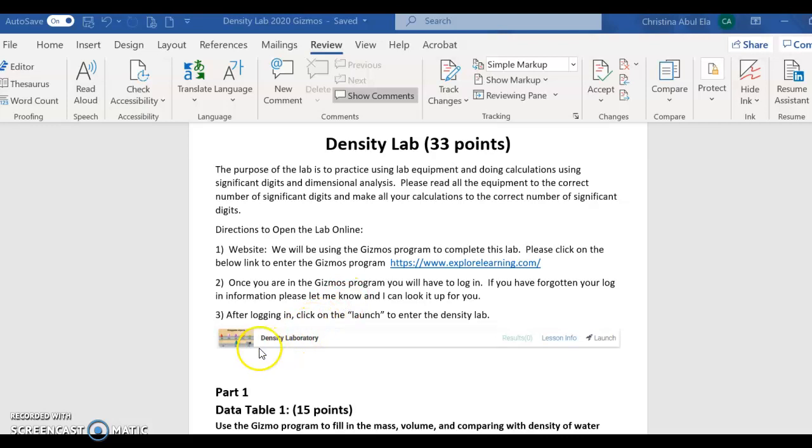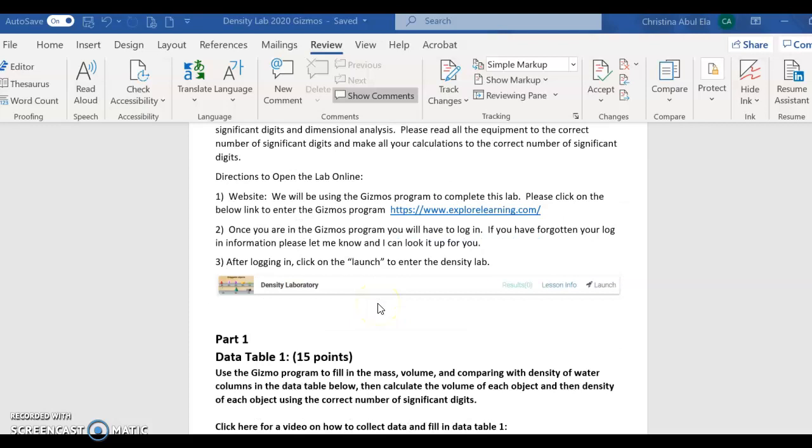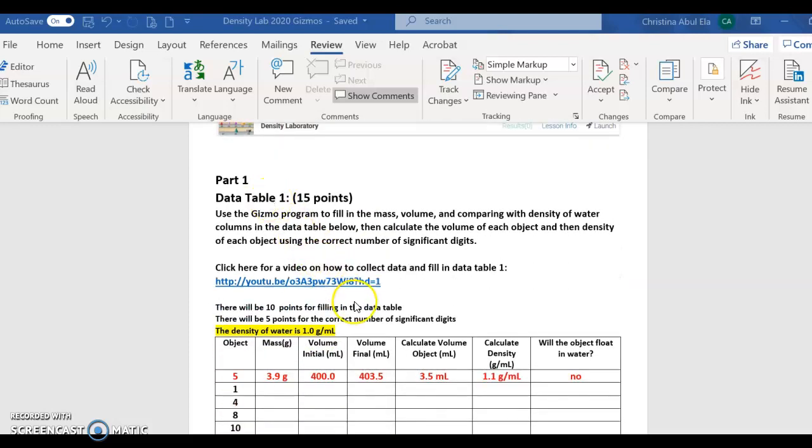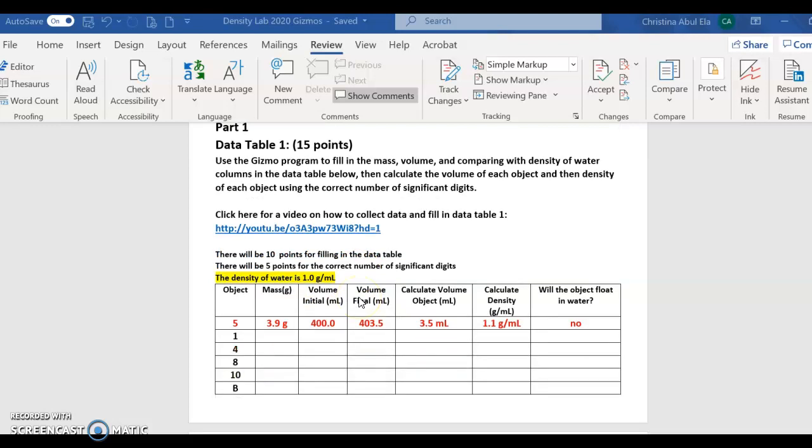After you log in, you should see this Density Lab icon here. You want to click on Launch to launch the Density Lab. Then if you scroll down, what you're going to collect data for is this Part 1, Data Table 1. And you can see here we have a bunch of objects that we're going to calculate the density for.